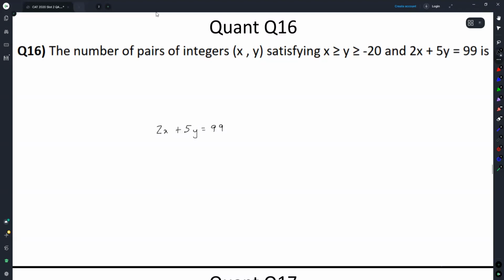Can you see one possible solution set? This you can see straight away, no? Hopefully everyone can see this straight away.